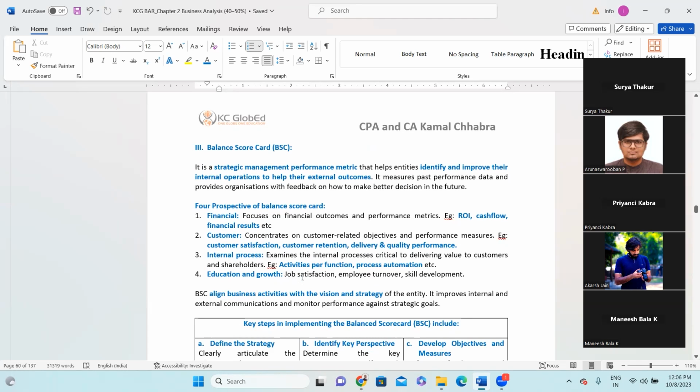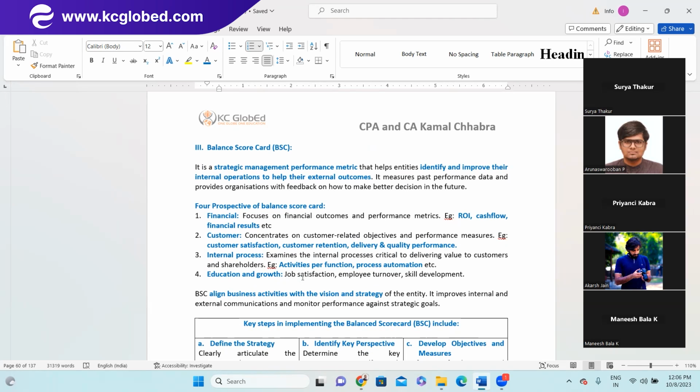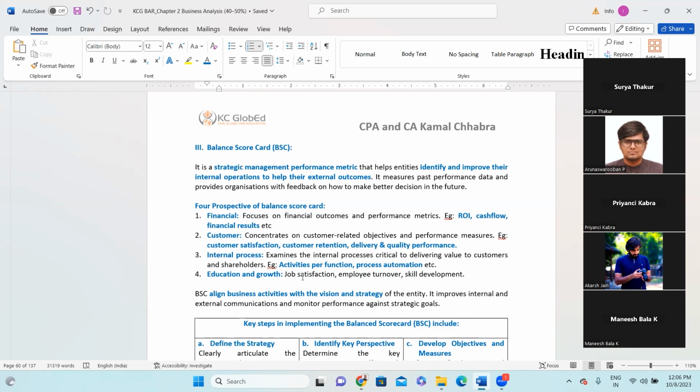So balanced scorecard. If you remember, when we started this topic, we discussed balanced scorecard. It is basically a management performance metric that helps an entity identify and improve its internal operations to help its external outcomes. It measures past performance data and provides the organization with feedback on how to make better decisions in the future. I know some of you might have heard about data analytics. Yes, sir. Right? Some of you are already using data analytics when working on audit or accounting assignments, right? Yes or no?